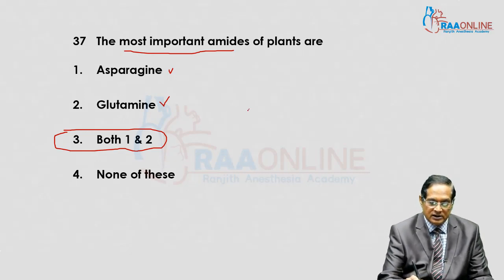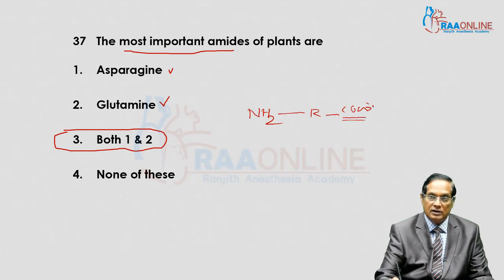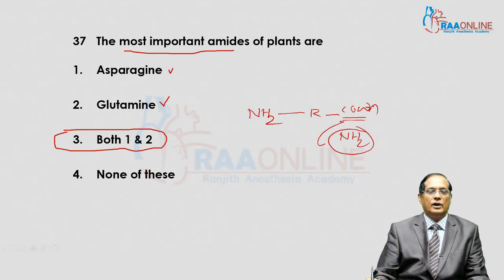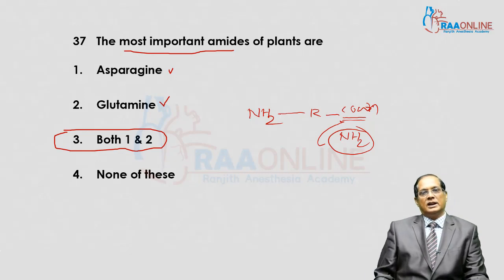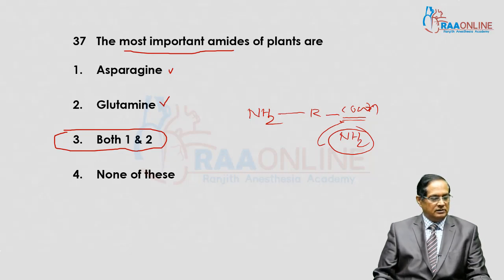In an amino acid, there is an amino group, NH2, an alkyl group, and a COOH group. If the hydroxyl of COOH is replaced by the amino group from ammonia, then amides are formed. Amides are more stable than amino acids, so they can easily be translocated within the plant.